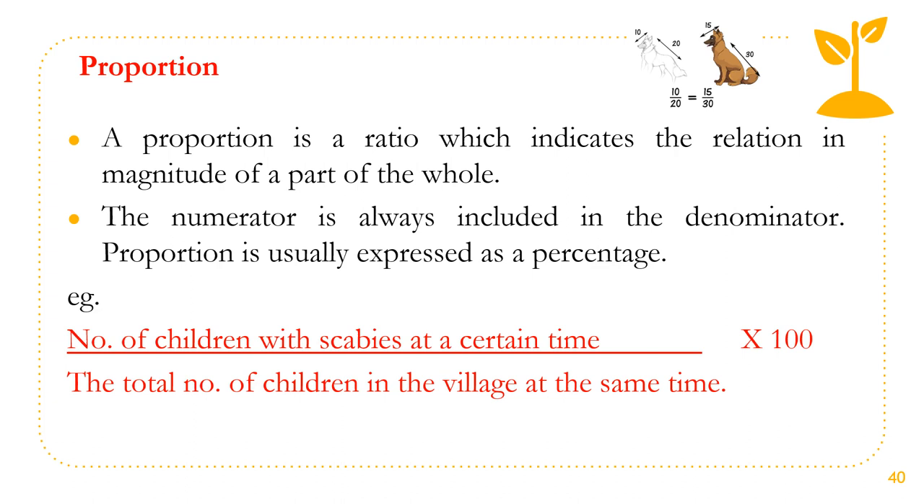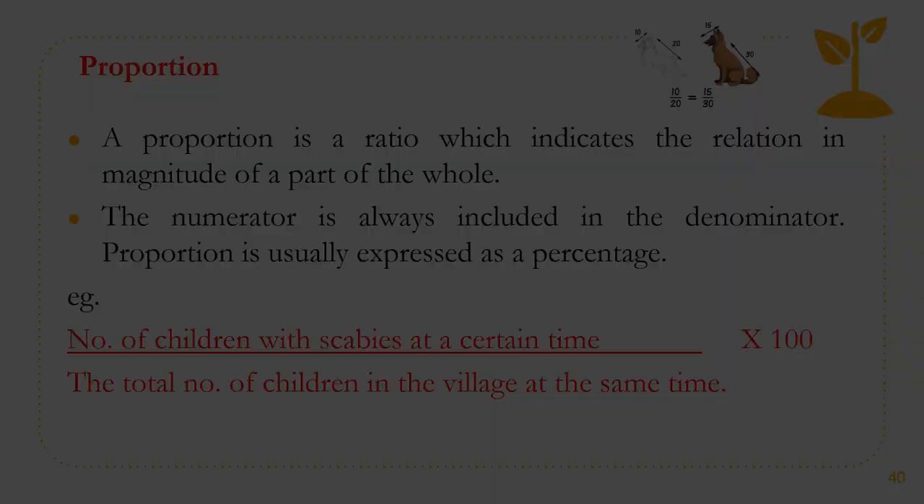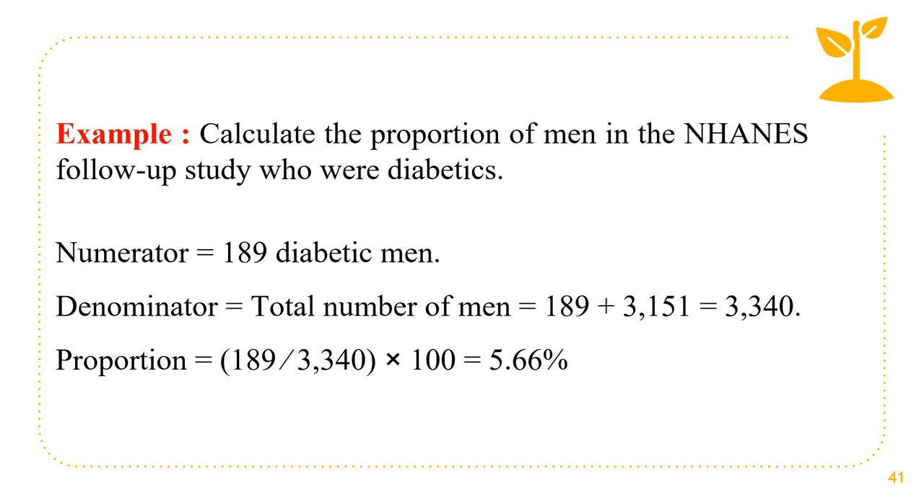Coming to the proportion, a proportion is a ratio which indicates the relation in magnitude of a part to the whole. The numerator is always included in the denominator. Proportion is usually expressed as a percentage. So here the multiplier is always 100. For example, number of children with scabies at certain time divided by total number of children in the village at the same time into 100. This is an example of calculating proportion.